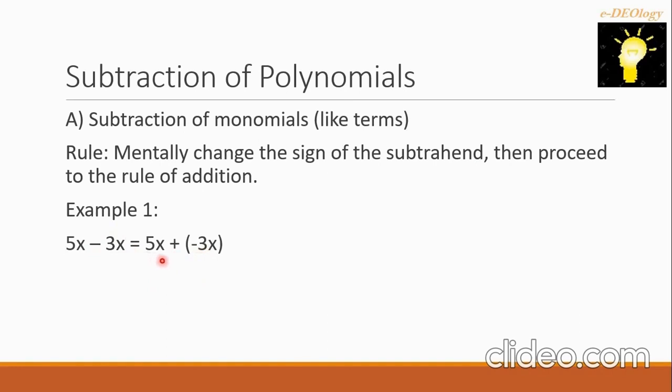Since we have two terms here with opposite signs, we're going to subtract the coefficients, and then we will affix the sign of the coefficient with the greater absolute value. And for the variable, we will copy the common variable, or the common literal coefficient. So the answer is 2x. The positive 5 plus a negative 3 will give us positive 2, and the variable x is copied. So the final answer is 2x.